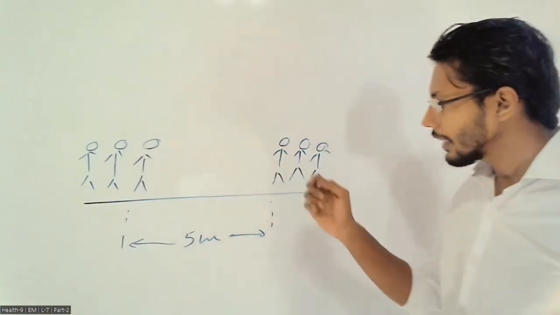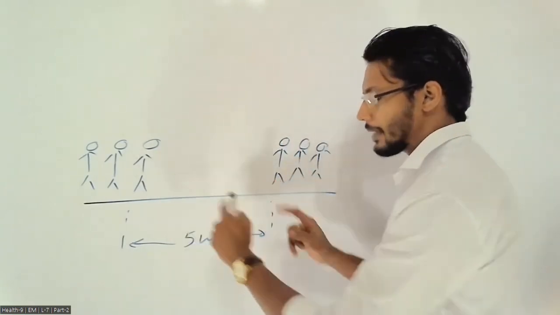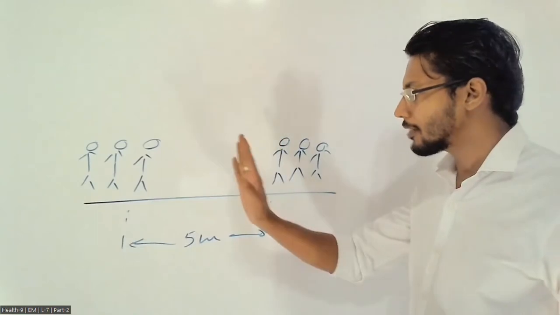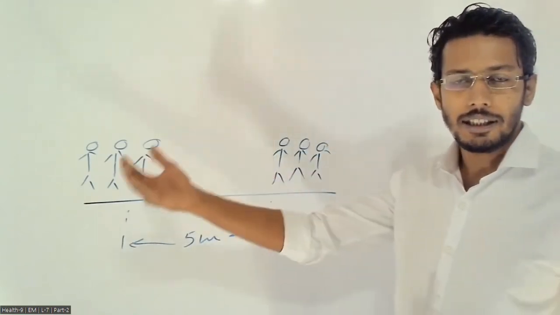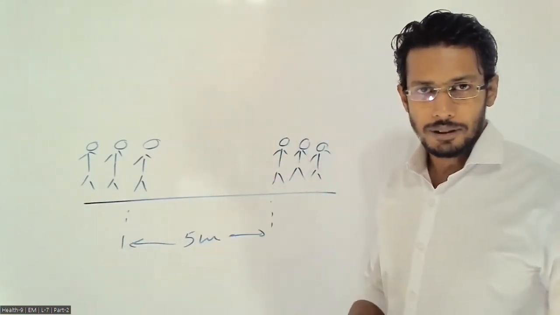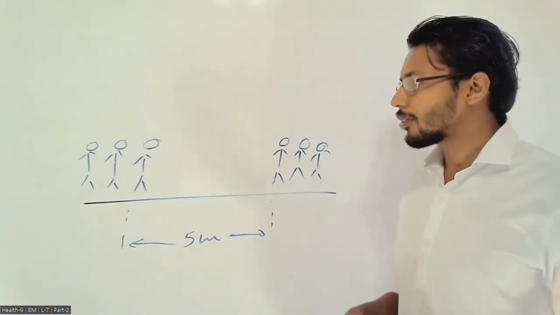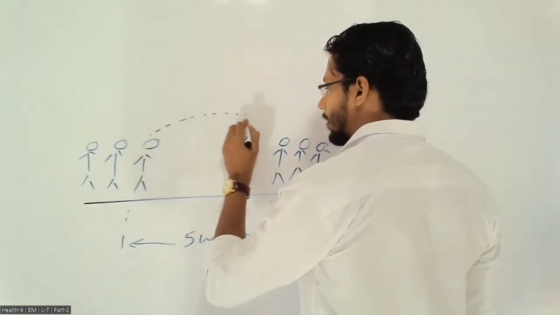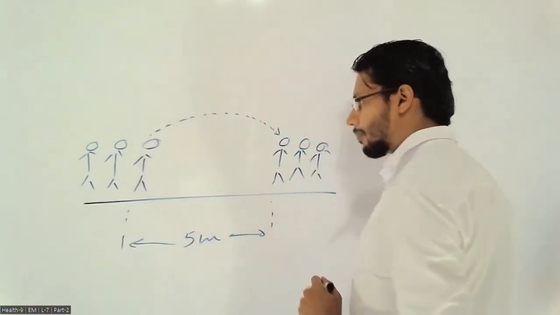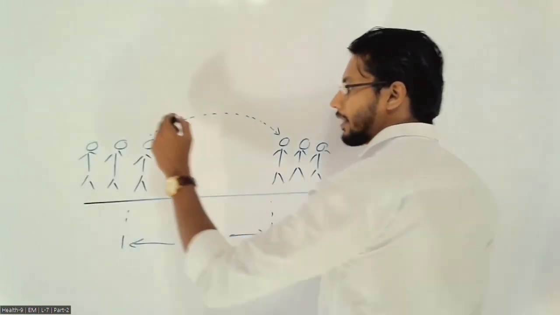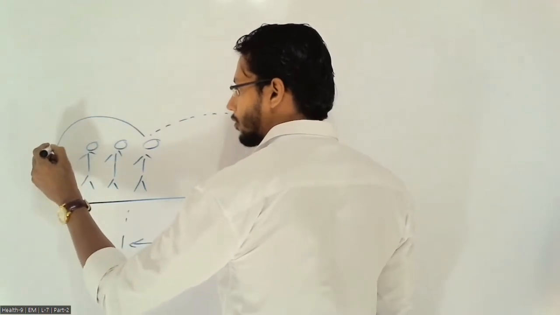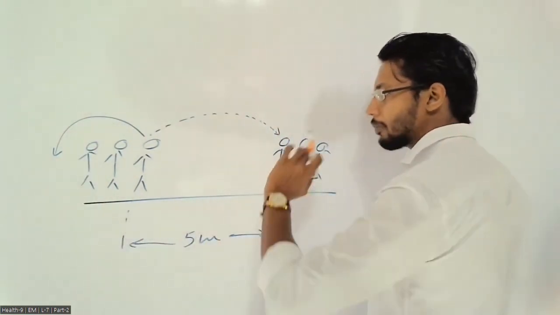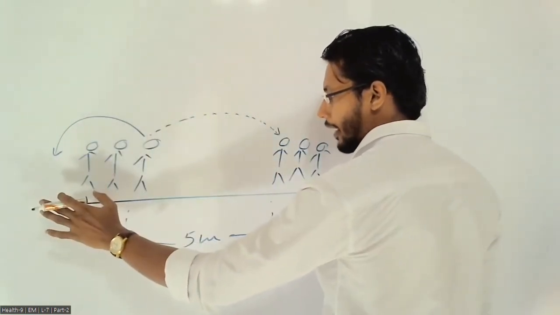Then, starting from the front members, we can start throwing the ball between the groups. This person can throw the ball over his head to the front player of the other team. Then he can move to the back of his own line.